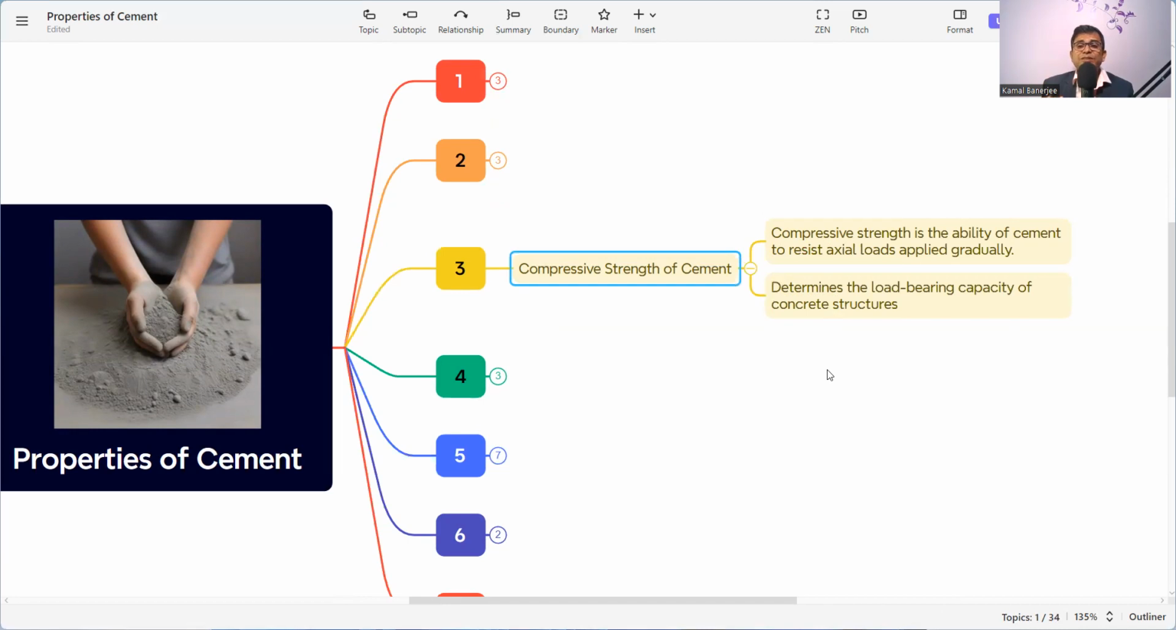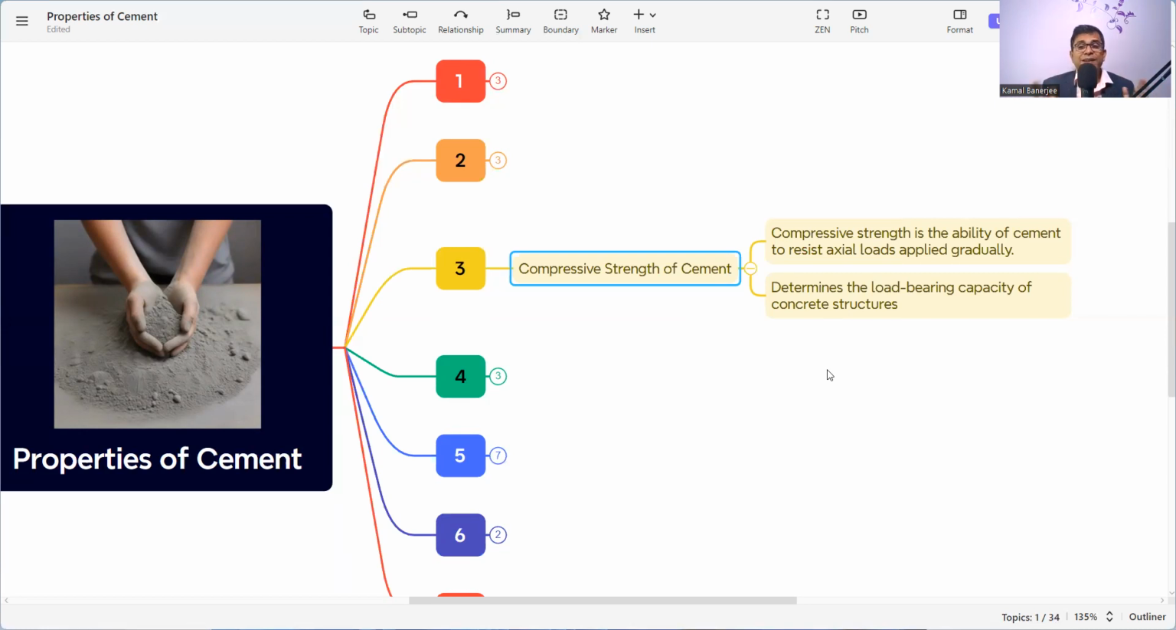Compressive strength is the ability of cement to resist axial loads applied gradually. As for concrete, as per IS 4031, we need to check the compressive strength, and accordingly the grade of cement is defined, such as 33, 43 and 53 for OPC, as mentioned in IS 269. IS 269 already mentions the grades. So compressive strength is also a very important factor for cement.